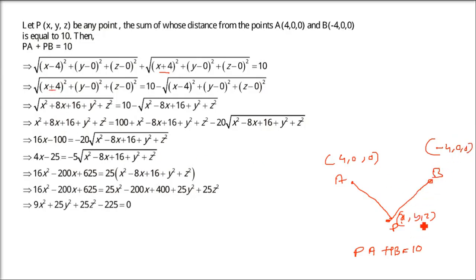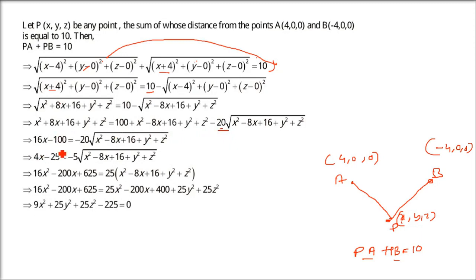And finally, you just have to rearrange. And how to rearrange? The best thing is to take PA plus PB equals 10, then take either PA or PB, anyone, on the right hand side. It doesn't matter. Then just square them. The left side will only have the root removed. The right hand side will be (a minus b) whole square, so you use the a minus b whole square formula, and then you see that once you open it, one more root will be there.